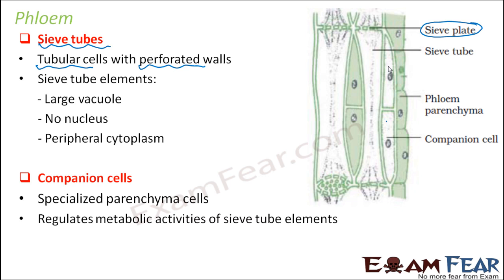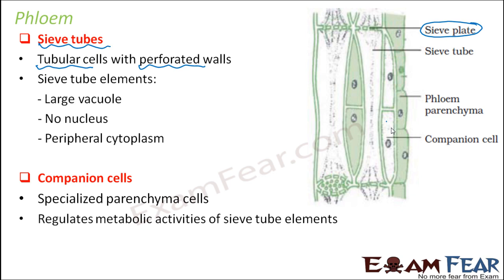Now, companion cells have connections to sieve cells as well as other cells. I mean, these companion cells, if you see, they are connected to the sieve cells, sieve tube cells. They are also connected to other cells, right? So these are basically the companion cells.